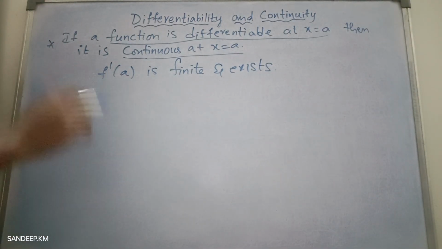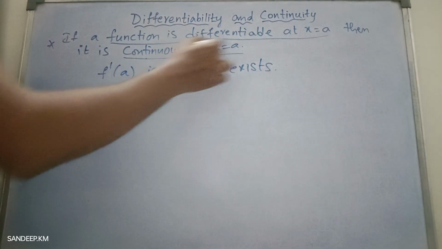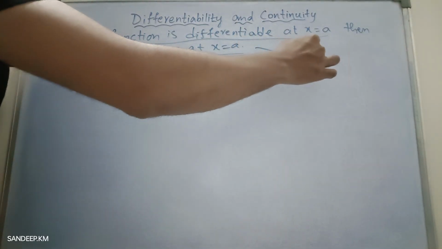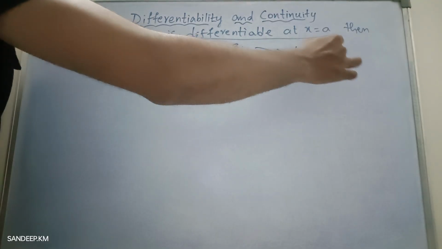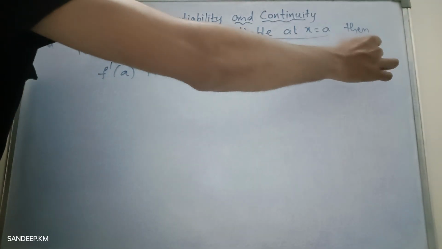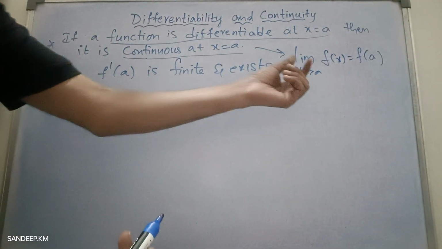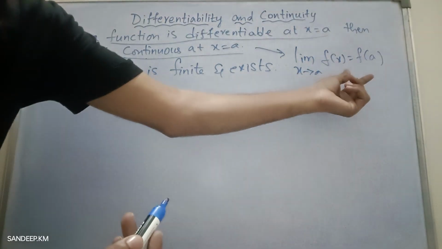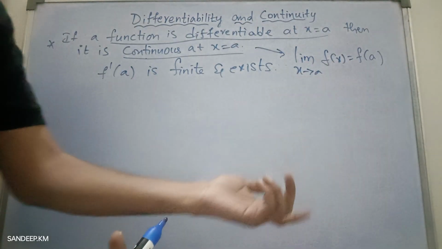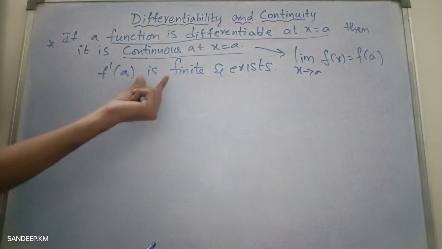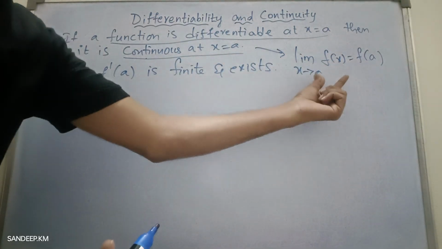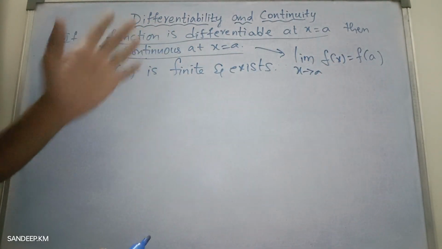If you want to prove that a function is continuous at x equal to a, you should prove that the limiting value of the function is equal to the value of the function. Correct or not? If the limit as x approaches a of f of x is equal to f of a, then the function is continuous at x equal to a. So using this information, if you can prove this, then the statement is true.